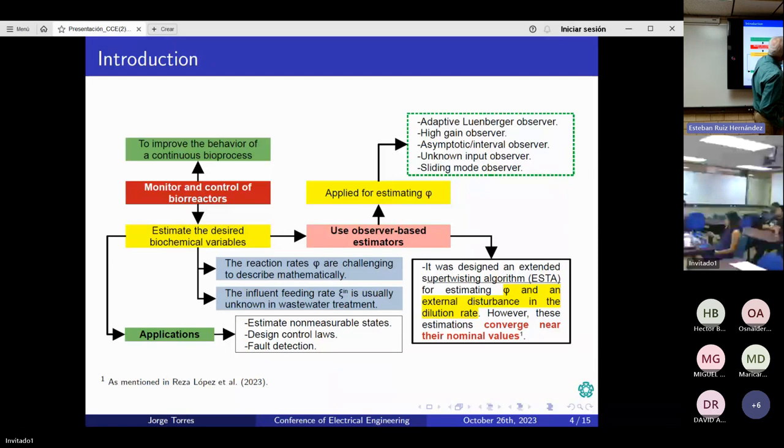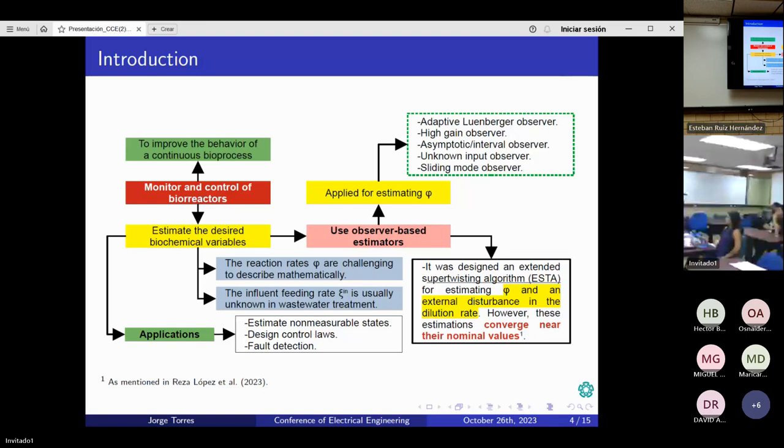The observer has been used for estimating the reaction rates. Among these, I mentioned here several of them. Learning observers, for the people working in control, is very popular. This is the basis for the observers: high-gain observers, asymptotical interval observers, etc. And it's like remote observers. We are going to concentrate on the last one.